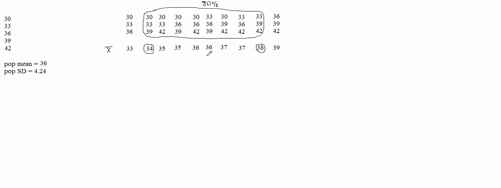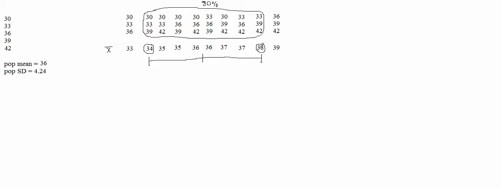Question number 3 asks, what's the 80% margin of error? To find that, first we have to find out what the population mean is. The population mean is 36, which is right here. It's these two numbers. What we need to do is find out how far the population mean of 36 is from these two sample means at the outer edges of the middle 80%. The distance from the population mean of 36 to these two outer sample means is the 80% margin of error.